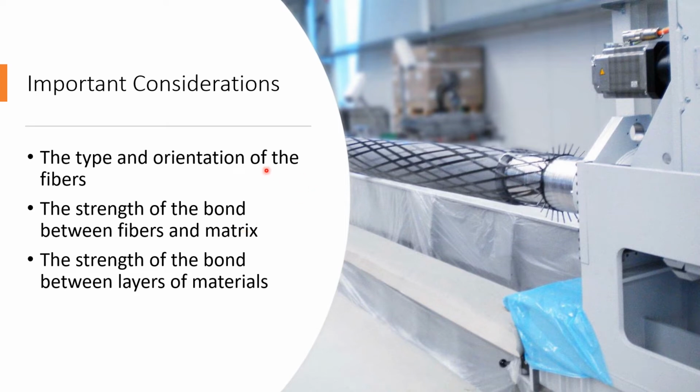Okay, so those are your fabricating techniques. Consideration: what are we going to pay attention to? The type and orientation of your fibers, the strength of the bond between the fibers and the matrix, and the strength of the bond between layers of materials. So you definitely need to pay attention to these because they are important considerations.